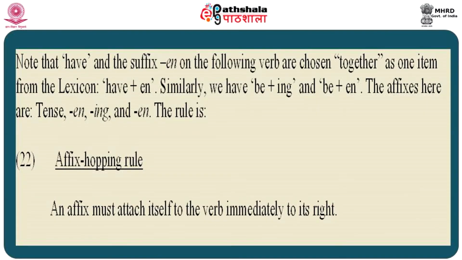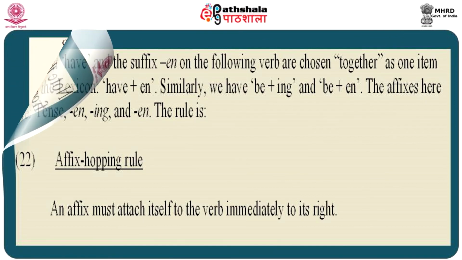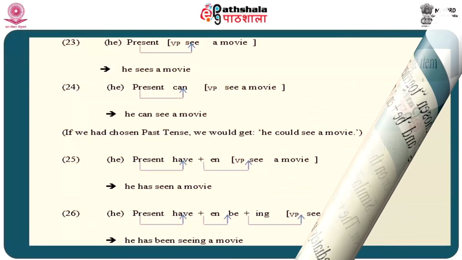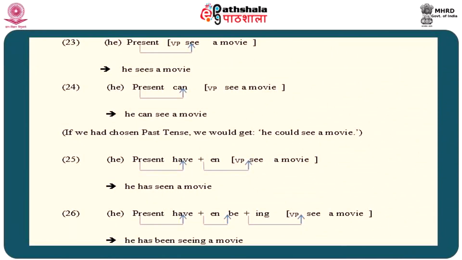Now consider how we can generate sentences using the structure shown in 16, that is the representation we saw just before, and the rule 17, that is the affix hopping rule. We have the following options. Option A. Suppose we choose none of the auxiliaries under aux. Then we have only the obligatory element tense, for example present tense. Now we can have the following derivation. Present followed by see a movie. So he sees a movie. If we choose tense and a modal, then we have he can see a movie.